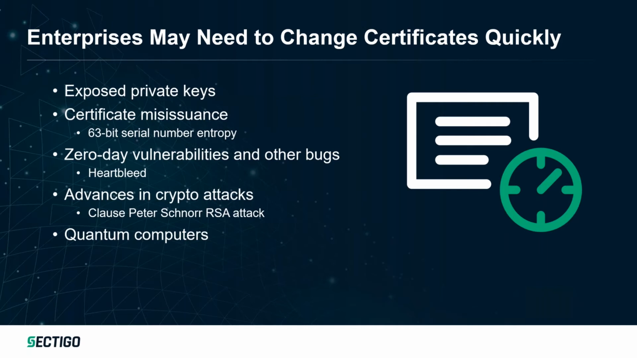So, that's an example of something that's happening with increasing frequency. Certificate misissuance. Nick, you remember the 63-bit serial number entropy? Yeah. Tell us about that. So a fairly popular CA solution, the certificate authority software, had what seemed to be a fairly minor software bug in it, that it was generating serial numbers with one bit too few of entropy, of randomness. Right. So the serial number was 63 bits instead of 64 bits.